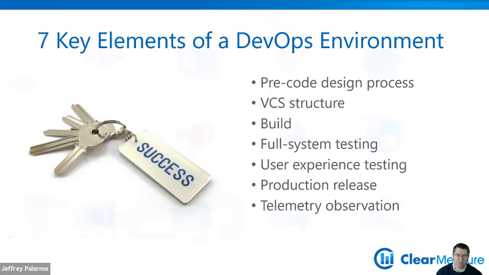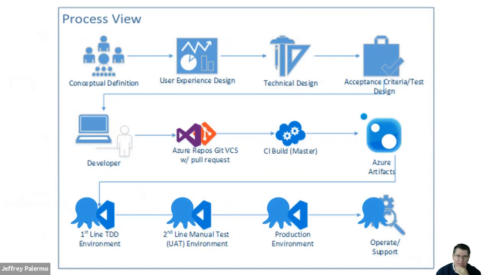Those are the 7. So let's just go through here. We're going to blaze through the pre-code design process because we need to get into the Octopus Deploy integration. But if you don't make those 4 types of design decisions before we write code, then we're just essentially sending out dirty water down the pipeline.